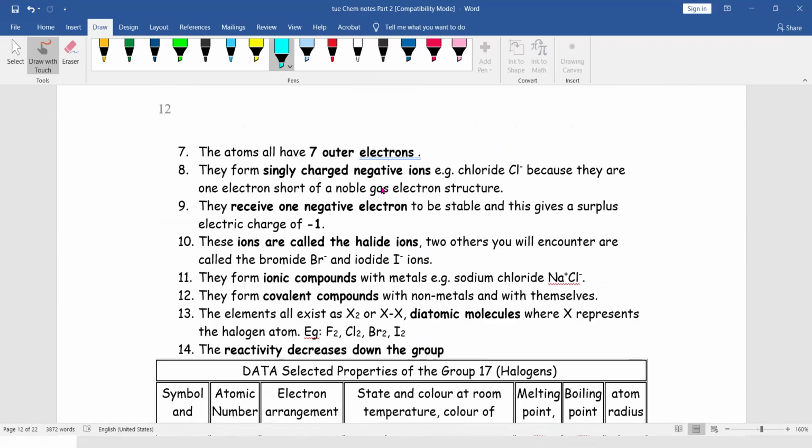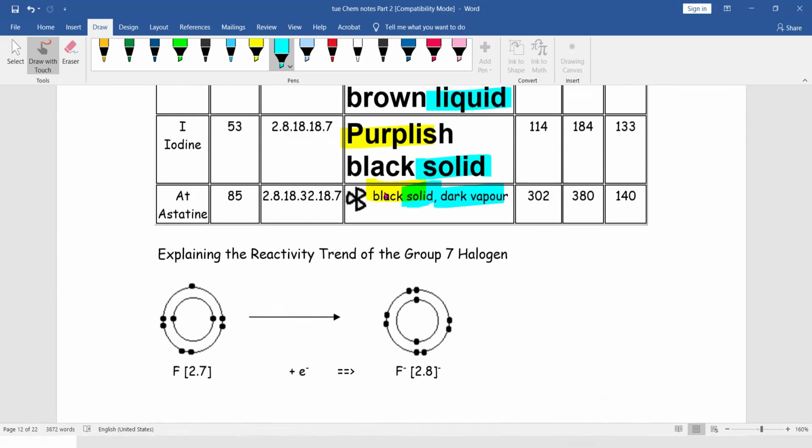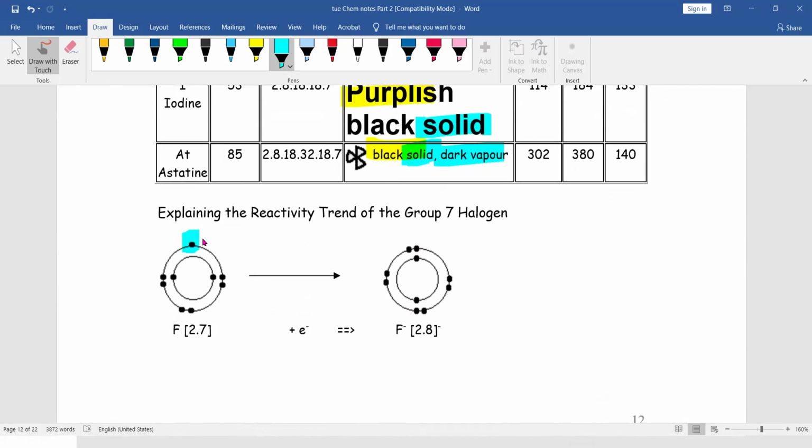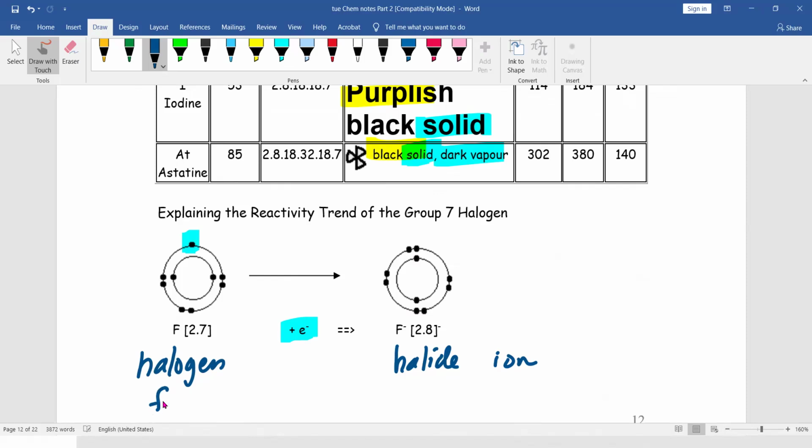They all have 7 valence electrons. In order to get a full outer shell, do they want to gain electrons or throw electrons? Gain. They want to gain one to become negative. So this one is called halogen, and this one is called halide ion. So fluorine becomes fluoride. They want to gain electrons.